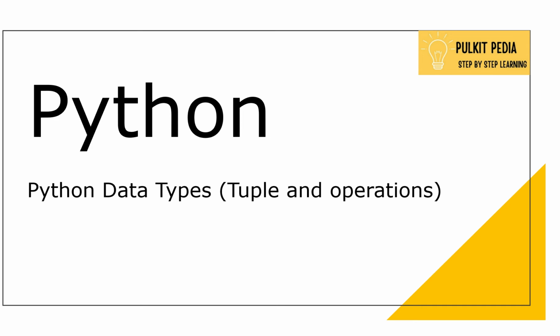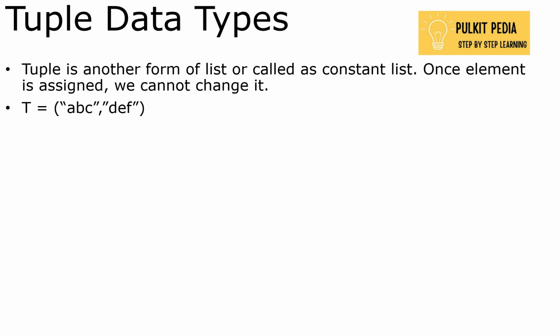Today we are going to discuss the Python data type tuple and its operations. So basically, what is a tuple? As we have discussed lists in previous videos, a list is a collection of elements. In the same way, a tuple is also another form of list. The difference between a tuple and a list is that a tuple is a constant list. So once you assign an element, we cannot change it. A tuple is used in various ways, where you predefine a tuple or a constant list and then use it in various places in programming.